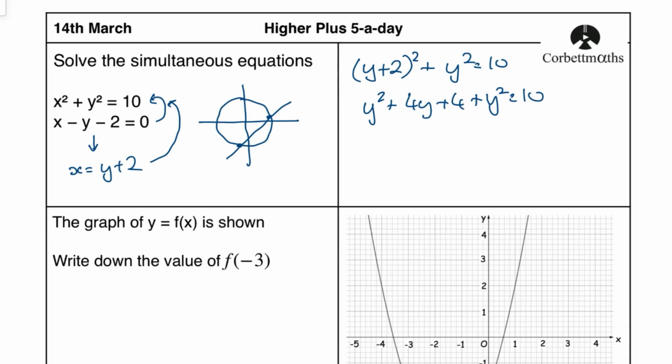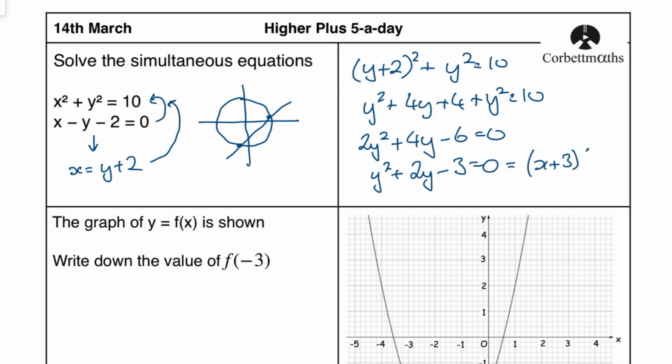Collect and rearrange, or collect and arrange, probably more than rearrange. That's going to give me 2y squared plus 4y plus 4 minus 10, which is minus 6, is equal to 0, which is the same as y squared plus 2y minus 3 equals 0. And now I can very easily spot that that is the same as x plus 3, x minus 1. And I've written x, and of course that should be y. So let's change these to y, just to be correct. So that's going to be y plus 3, y minus 1.